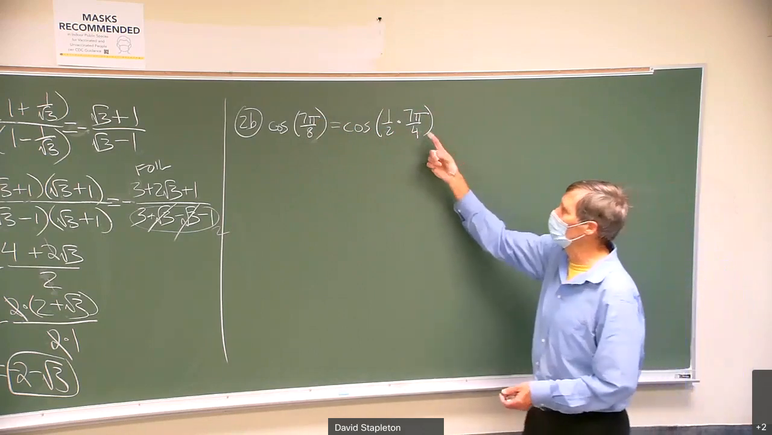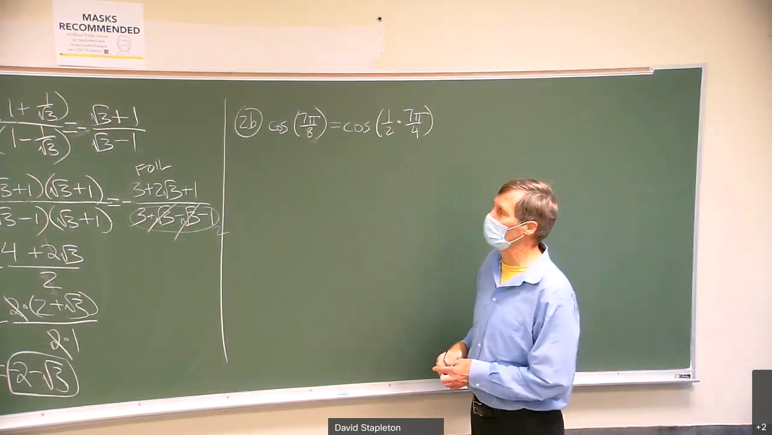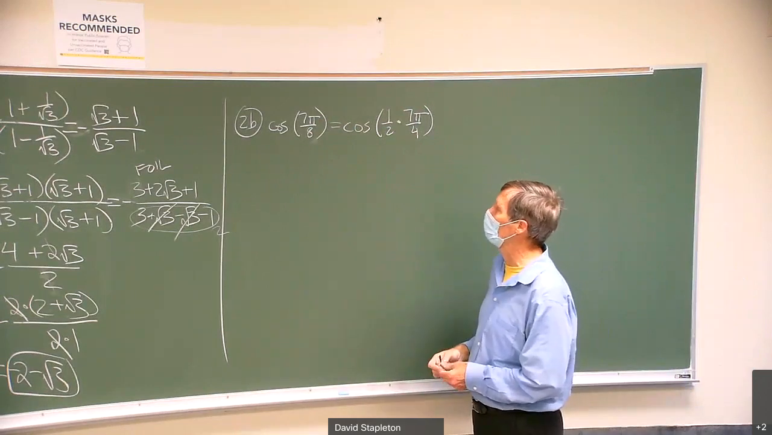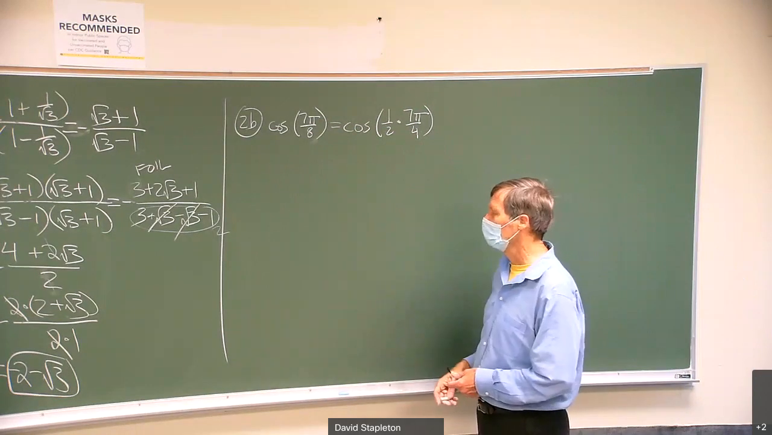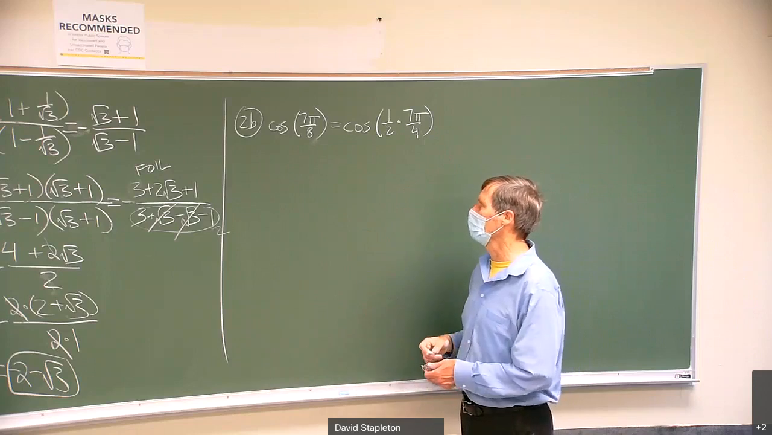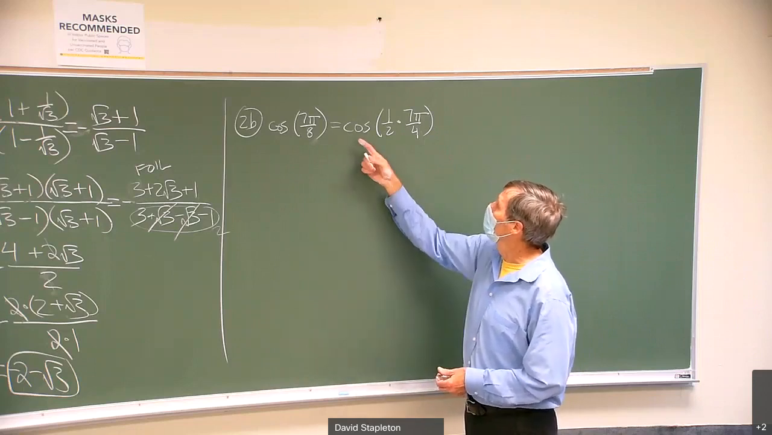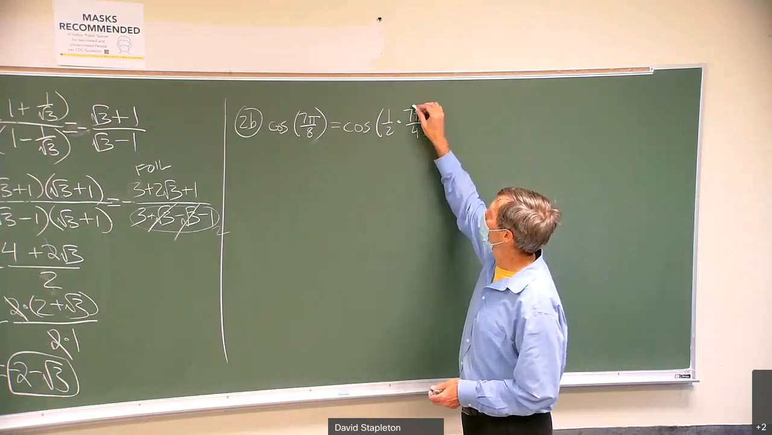So this one, I don't have a choice. The other one, I could have done either with the half angle formula because it's half of the special angle, or the sum or difference identity. I prefer the sum or difference identity on that, but you can use whichever one you want. This one, I have to use the half angle identity.